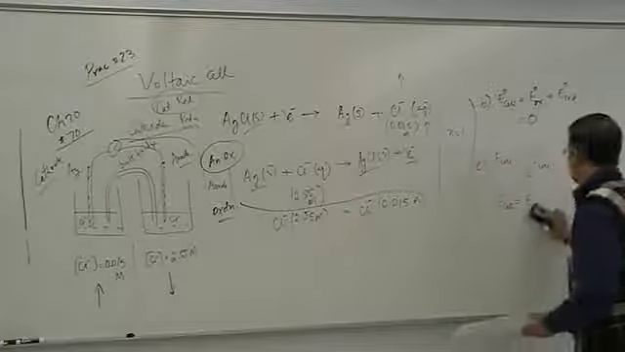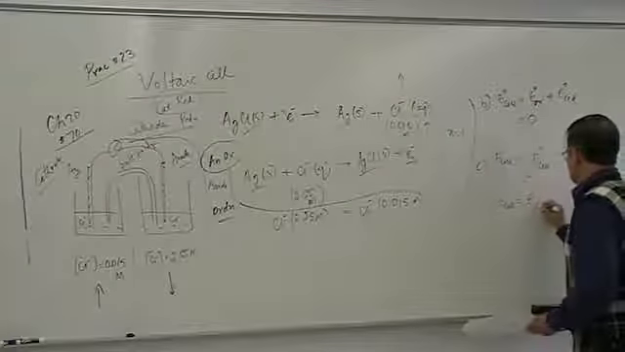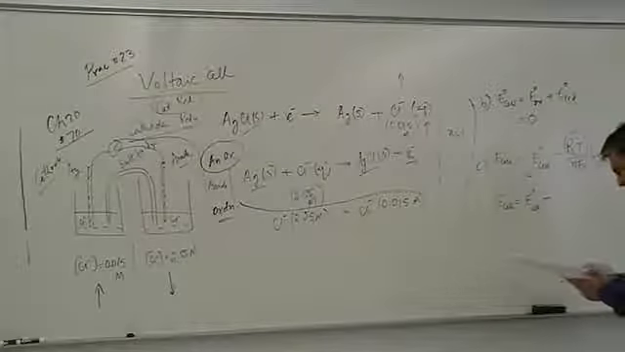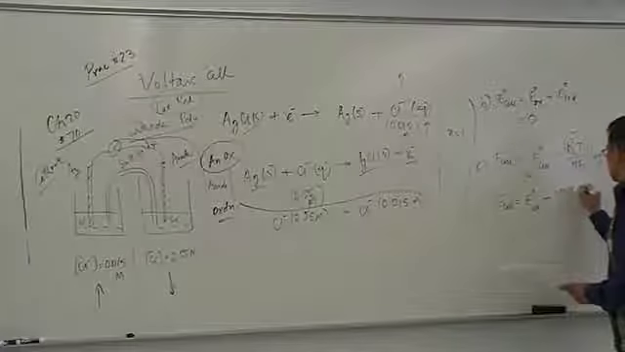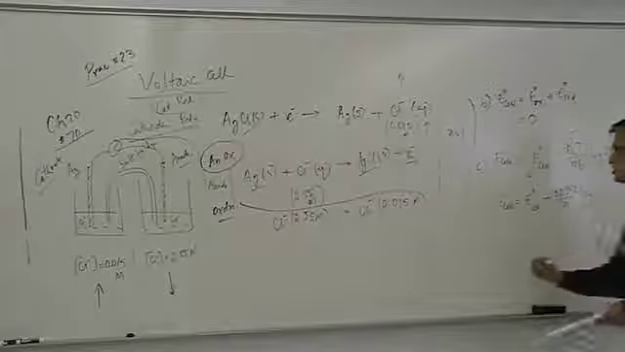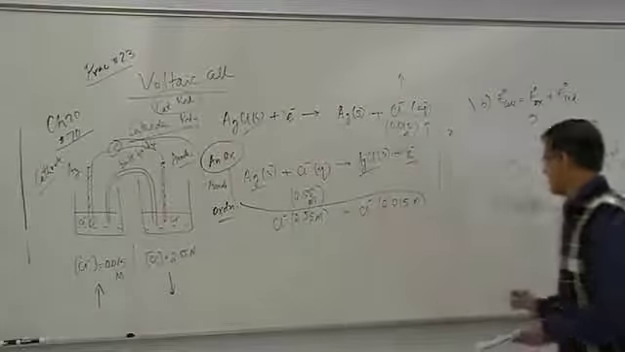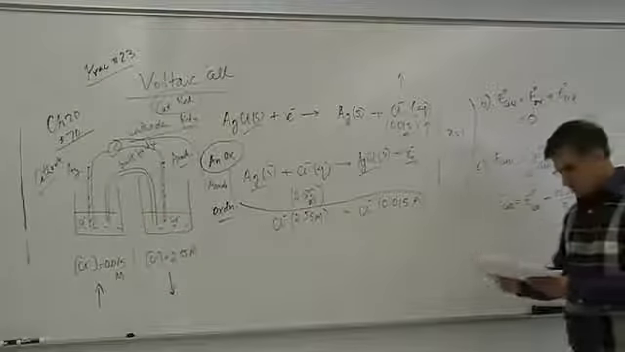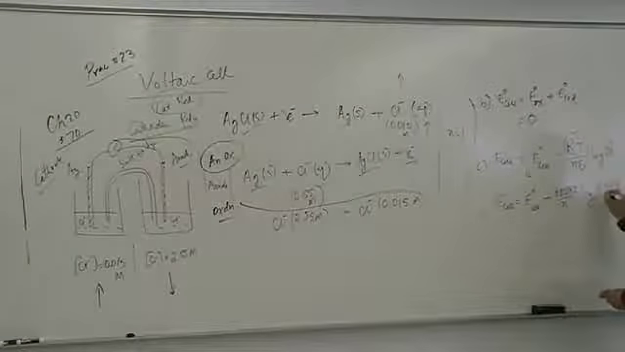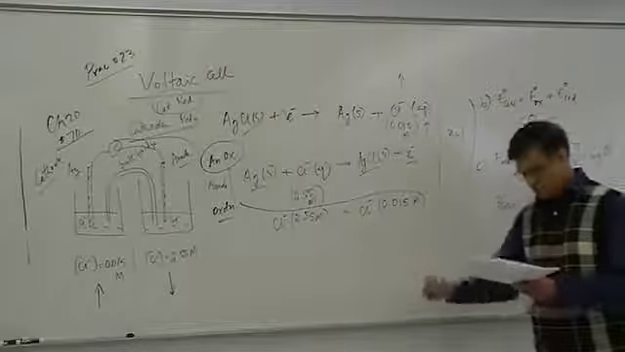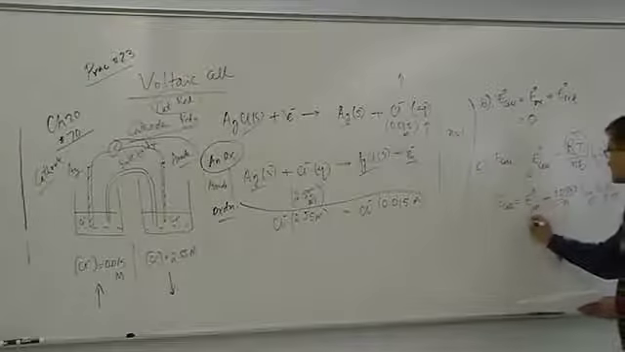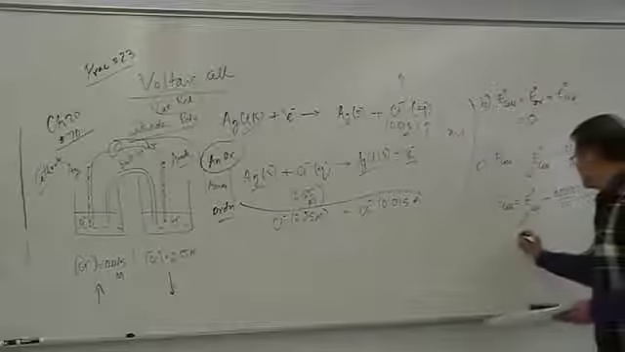E0 cell is the standard EMF, which is 0 in this case, and you'd find 0.0592 over n, and log of Q. What is Q? Look at this reaction, products over reactants. My product concentration is 0.015. Reactant concentration is 2.55. And we already know this value of E0 cell equals 0 because it's the same electrode. One is going to be equal to the other.